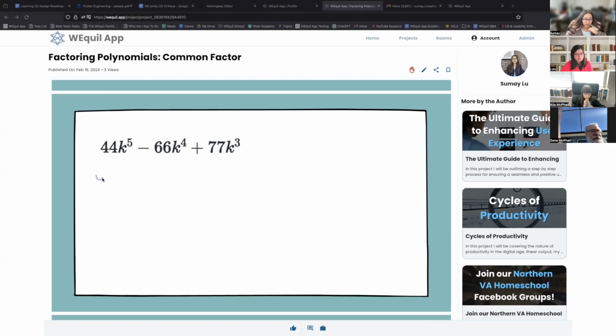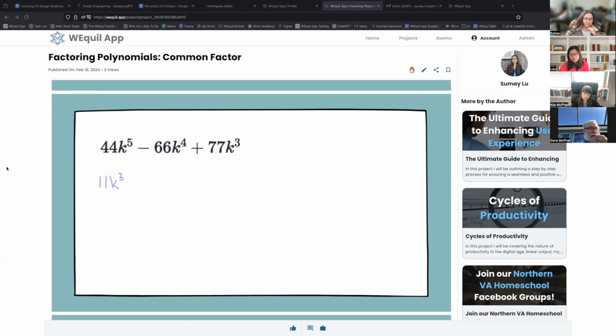I'll take the width. I don't know if I necessarily need to say width anymore, but Isla, do you understand that the greatest common factor of 44, 66, and 77 is 11? Yes. Okay. So now we have... And then they all share the variable k. And then the smallest power here is k cubed, right? Does that make sense to you, or do I need to explain it?